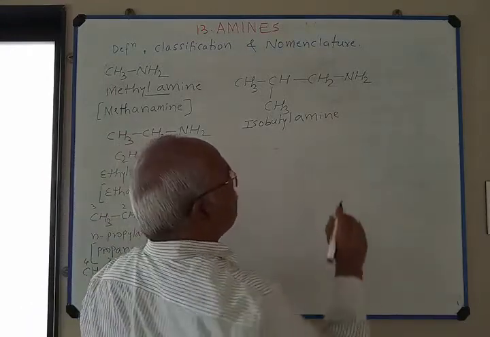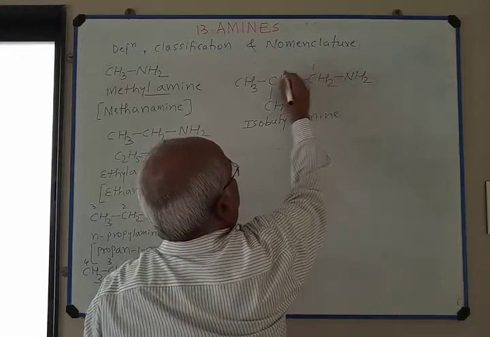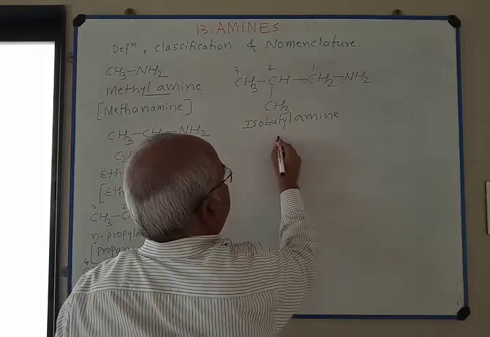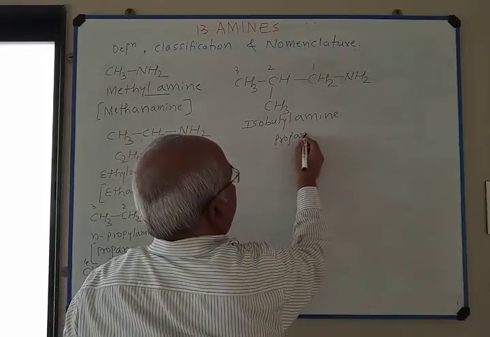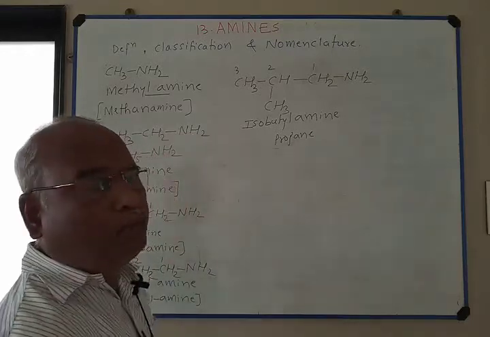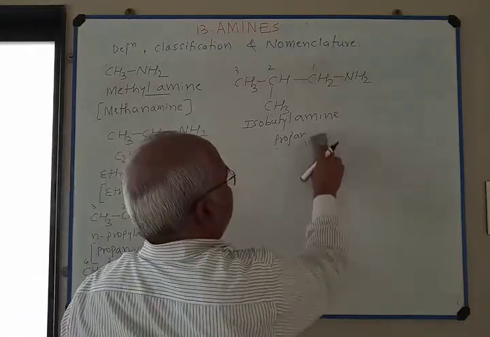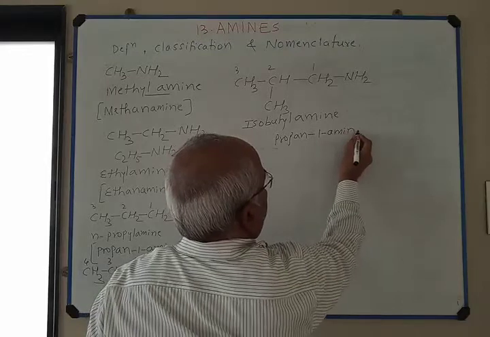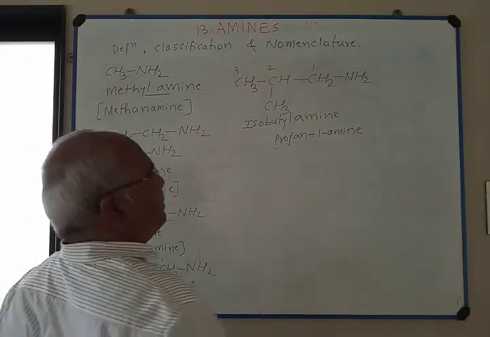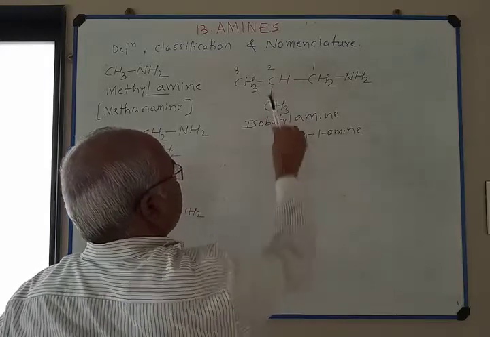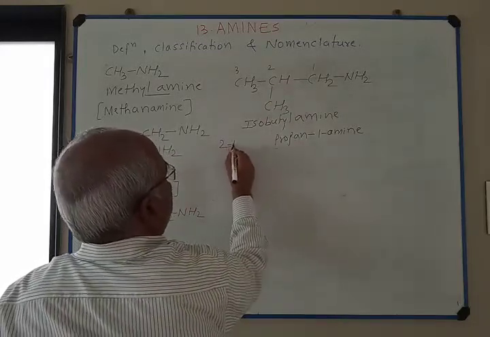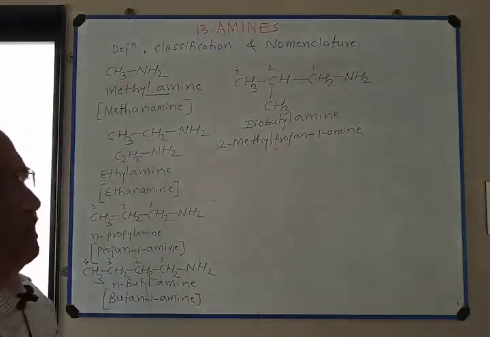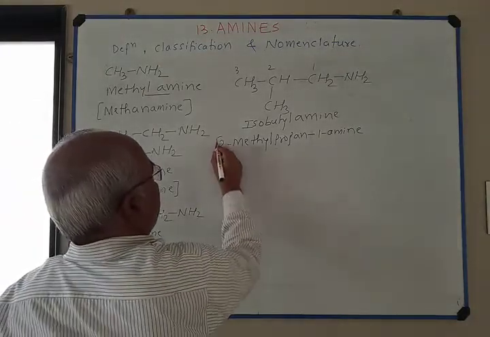How to write IUPAC name? This is number 1, 2, 3. Longest carbon chain contains 3 carbon, therefore it is a derivative of propane. Remove last E and replace it by amine. Propan-1-amine, and at 2 position methyl group is present, therefore 2-methylpropan-1-amine is the IUPAC name of this compound.